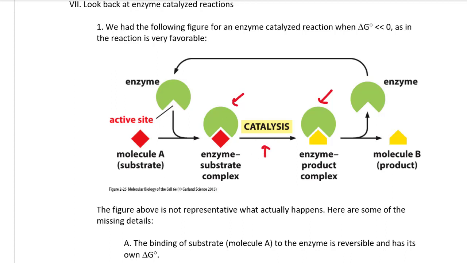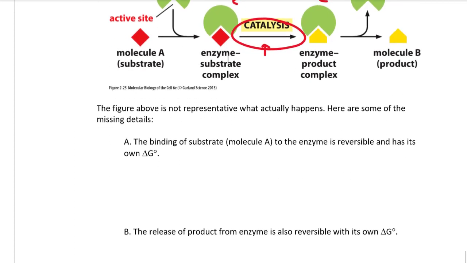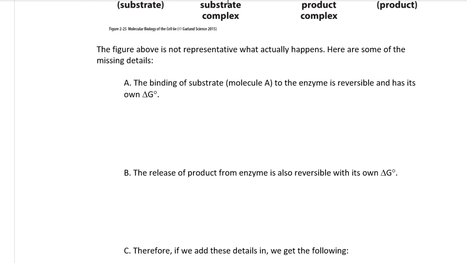If a reaction is extremely favorable, like ATP hydrolysis, the rate of the reverse reaction will always be so tiny that essentially it can be ignored because the K is such a big number. Even when the reaction reaches equilibrium, you have so little reactant left over compared to the amount of product made that you can just ignore it. So in this picture, this pathway is for a reaction that is extremely favorable. The figure above is not representative of what actually happens. Here are some of the missing details.